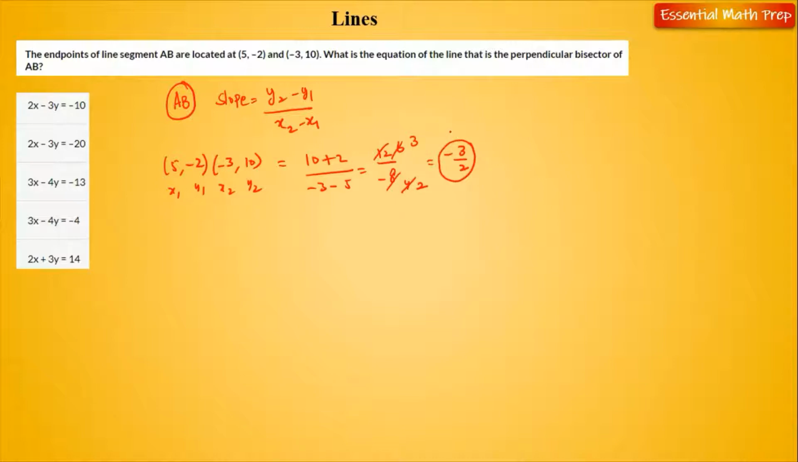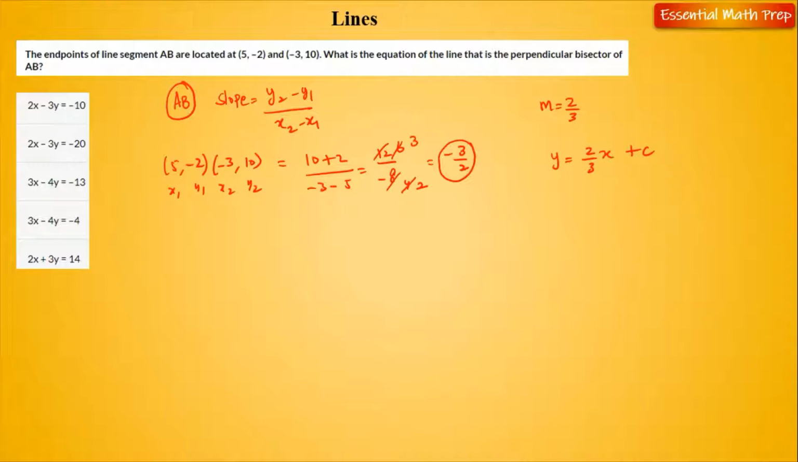So something you can do right away is, because the other line is perpendicular to line segment AB, that means the other equation should have a slope of negative reciprocal of the slope of line segment AB, so it will be 2/3, right? So you can write the equation for the new line as y equals 2/3 x plus c. Now comes the trickier part.